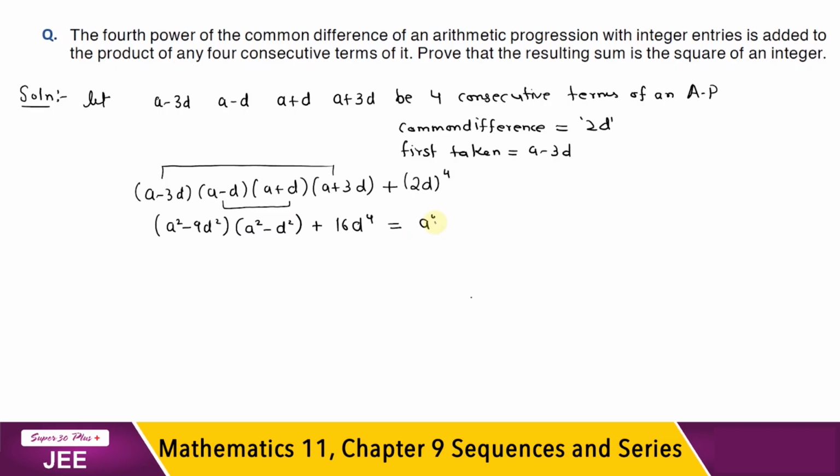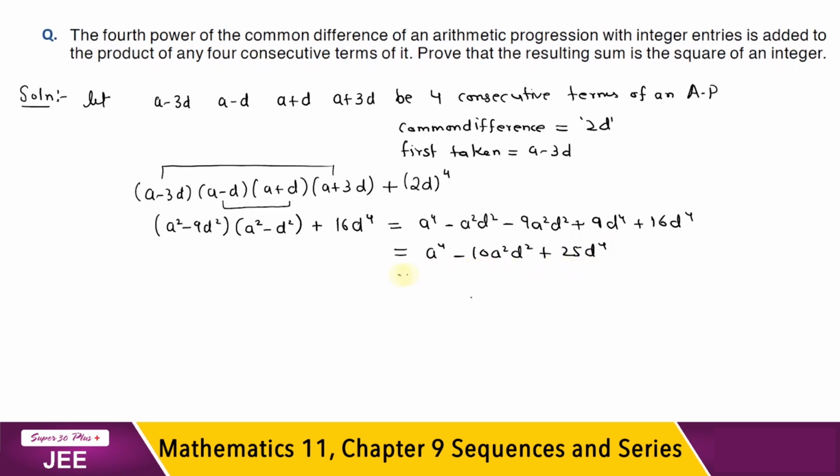So we get a raised to the power 4 minus a square d square minus 9 a square d square plus 9 d raised to the power 4 plus 16 d raised to the power 4. So this gives us a raised to the power 4 minus 10 a square d square plus 25 d raised to the power 4. Alright, upon simplification we have arrived till this part.